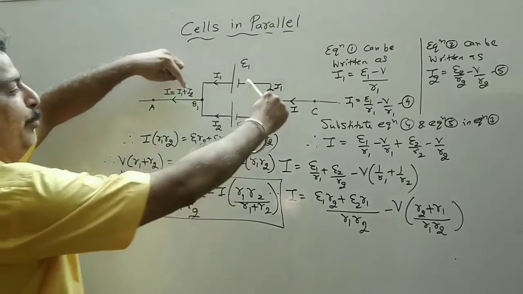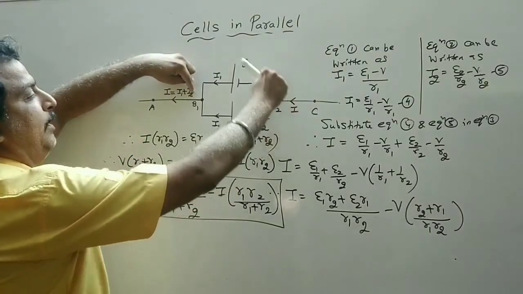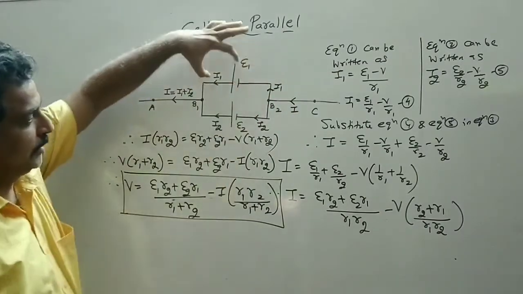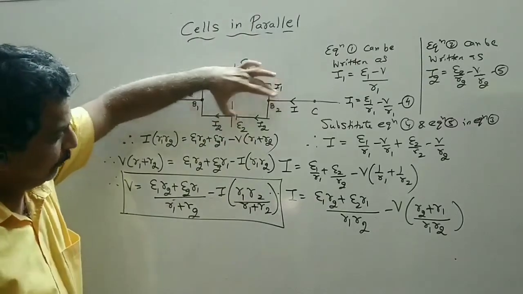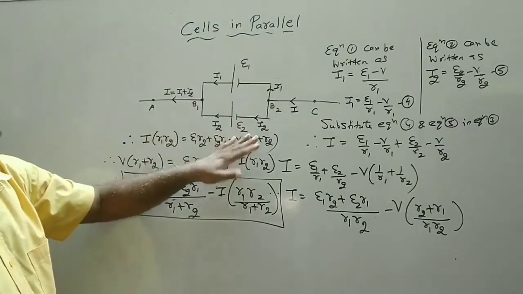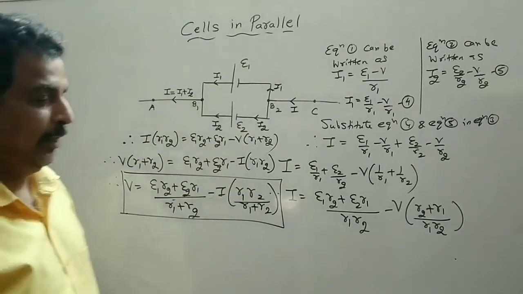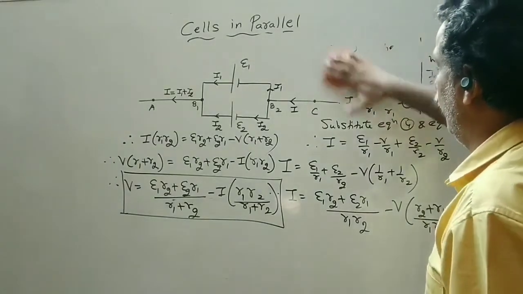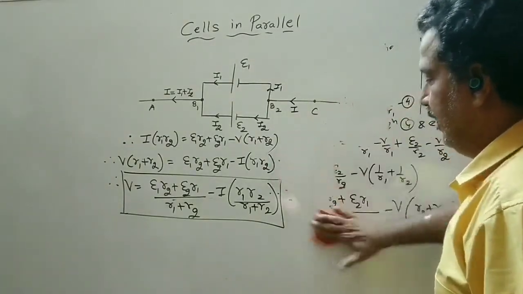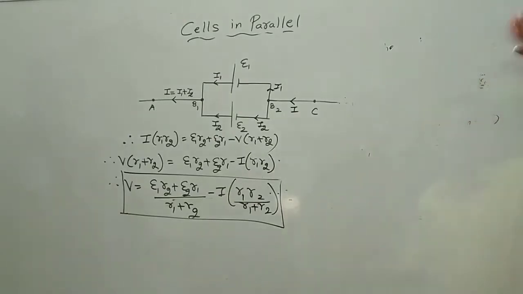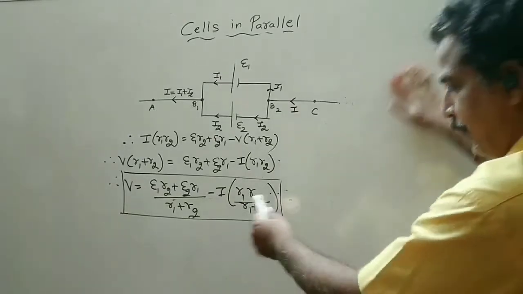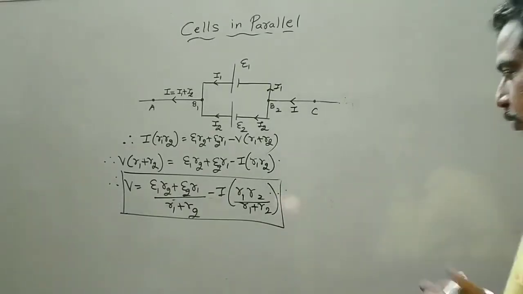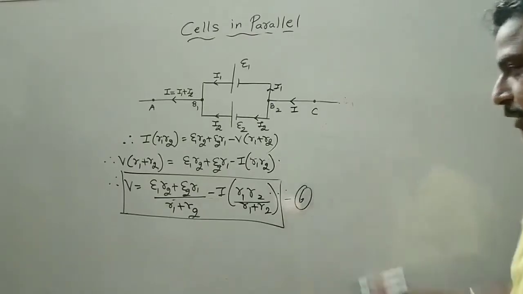V is a terminal potential difference of E1, and it is also the terminal potential difference of E2. It is a parallel combination, so they have a common terminal potential difference, though the EMF and the current flowing out from them is different, that is I1 and I2. So this is the terminal potential difference. Let this equation be number 6 or 7, whatever the number is.